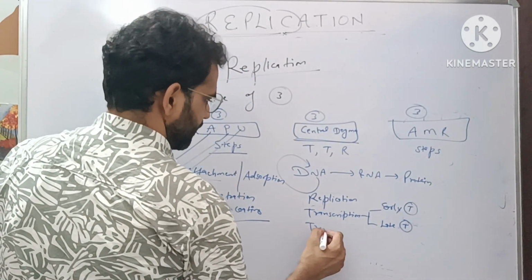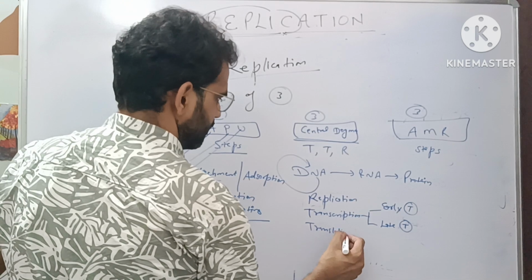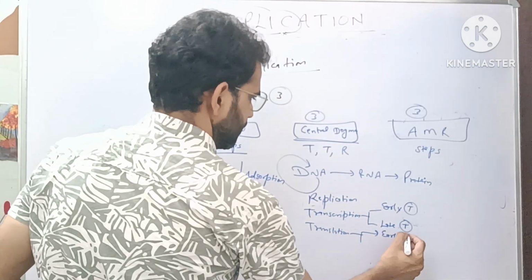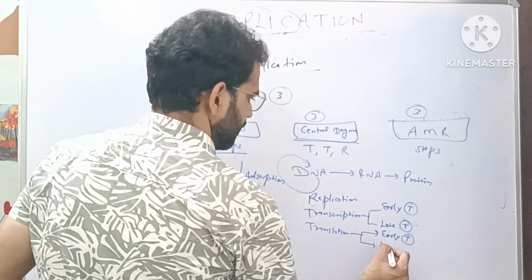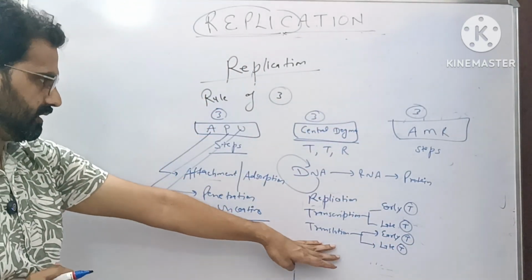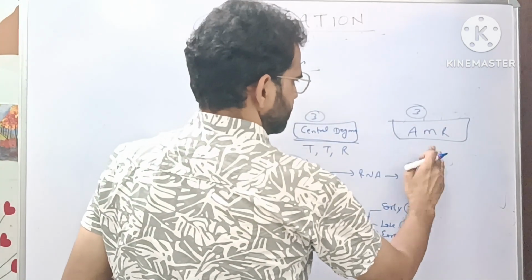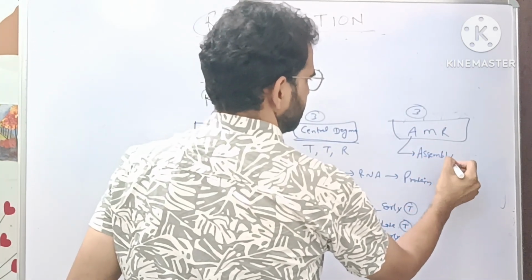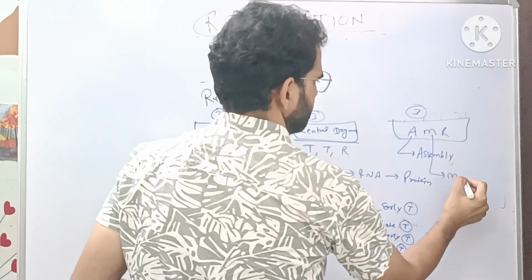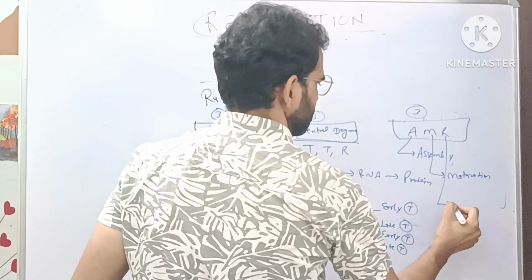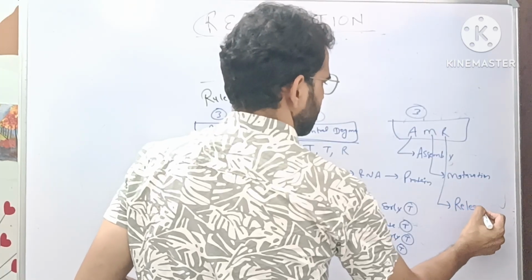Then similarly we have translation. Translation is also early translation and late translation. So we have 3 steps here, and at the end these 3 steps are assembly, and M is the maturation, and R is the release.